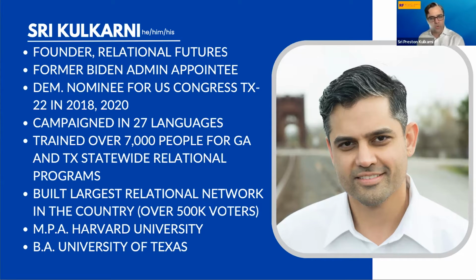After that, I went to Georgia and helped with the Senate runoff for John Ossoff, where we built really the first statewide relational organizing network, specifically for increasing turnout in that election back in January of 2021, which of course we won. And then I came back to Texas to create a statewide continuous relational organizing network across the entire state, which we built to over 500,000 voters. So that's kind of how I got to this point.